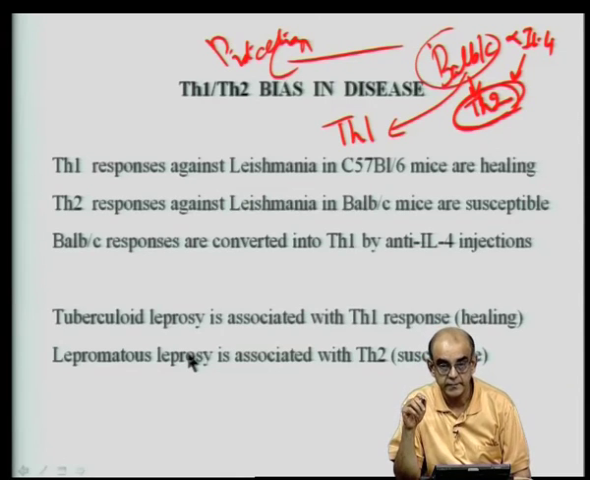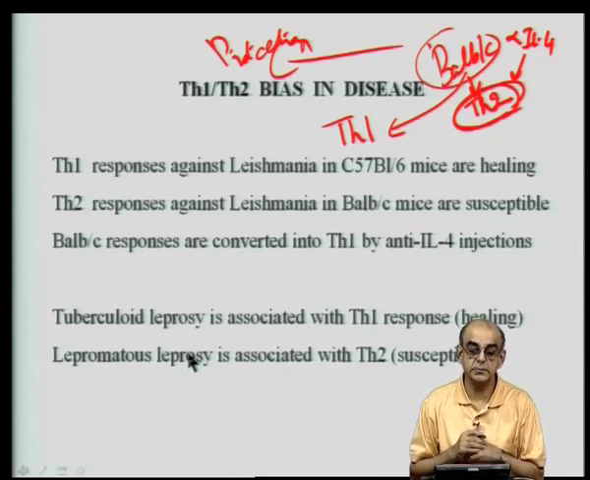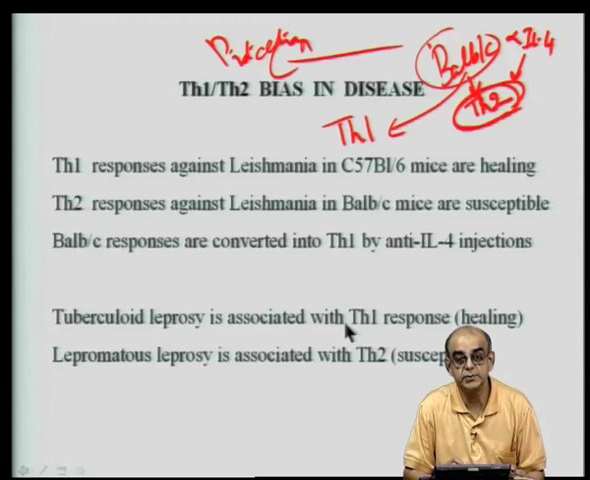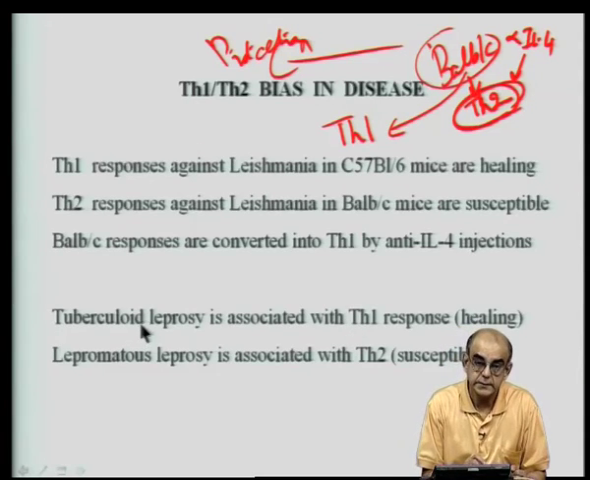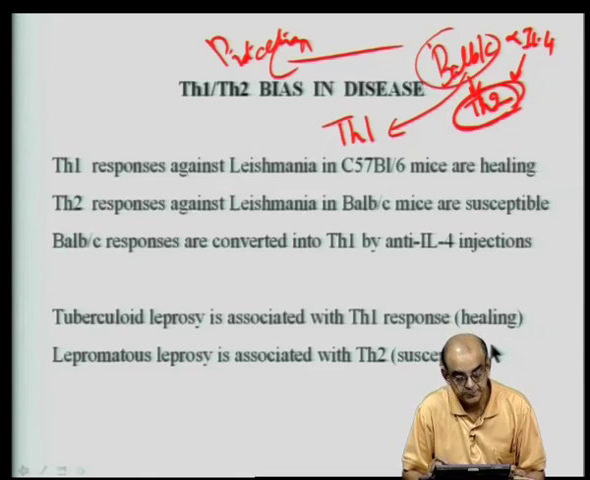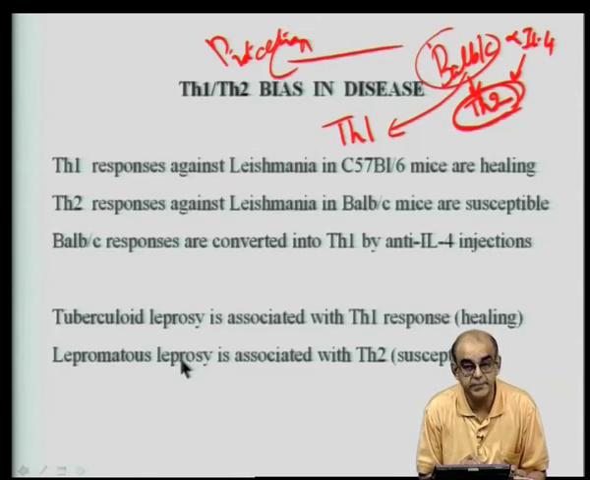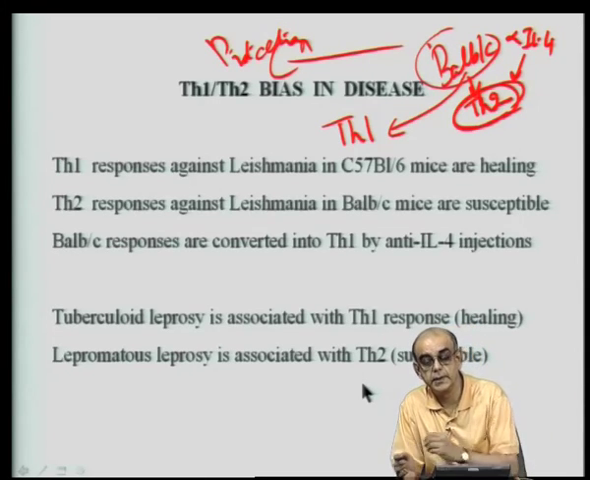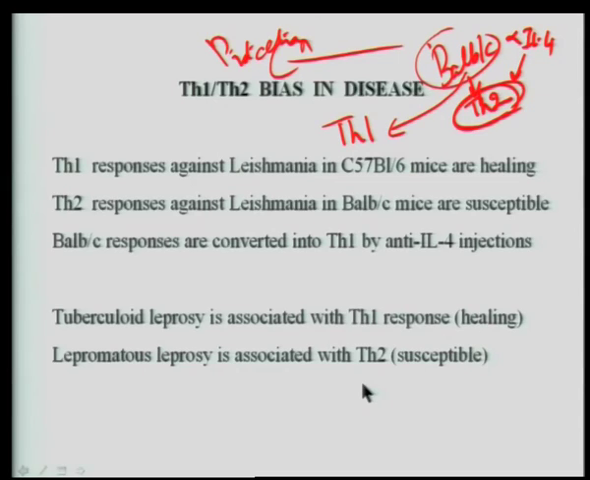deleterious consequences. And it so happens when one does a northern blot or looks at the concentration of mRNA that is there in these infected tissues from these patients, you find that the tuberculoid leprosy patients predominate in a Th1 response, which is leading to a healing type of response. And a lepromatous leprosy patient has a predominant bias for Th2 response, which leads to a kind of susceptibility. So, you see that many of these biases are actually associated with the outcome of diseases, protection or susceptibility.